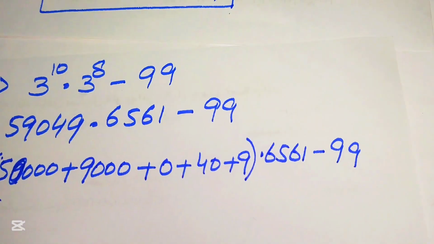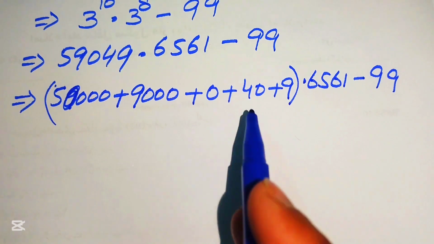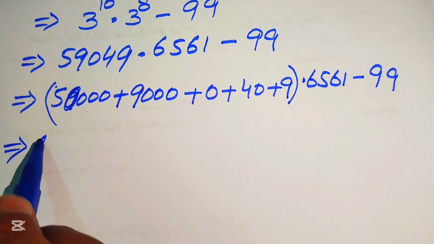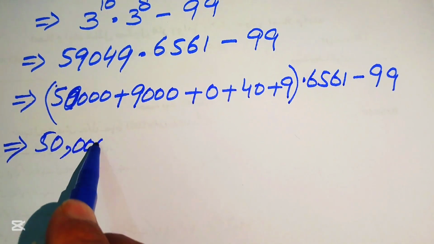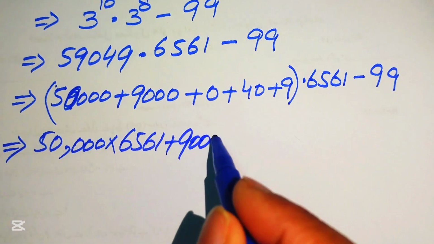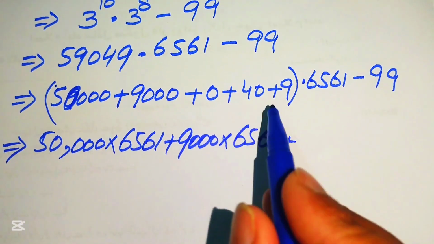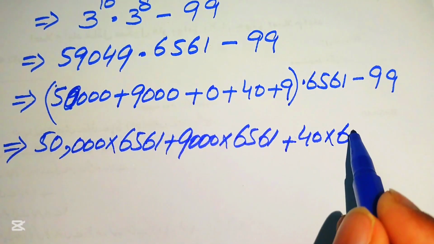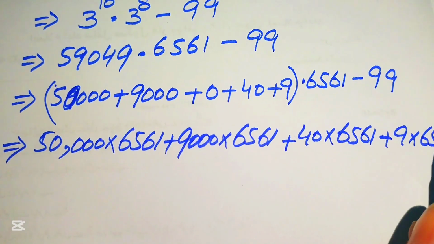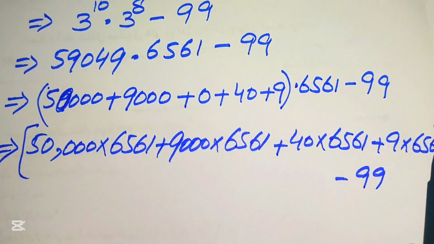Okay, so now after this step we need to multiply this number on each of these numbers, and now you can see here we will obtain 50,000 multiplied by 6561 plus 9,000 multiplied by 6561, and we just eliminate the 0 and we multiply 40 by 6561, and at the last we multiply 9 by 6561, and at the end we can just subtract it by 99.